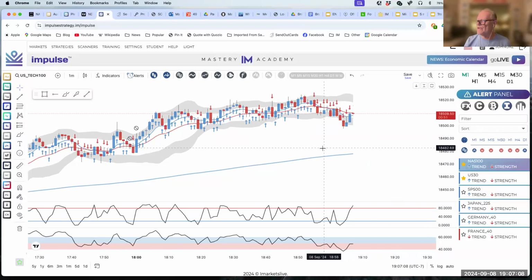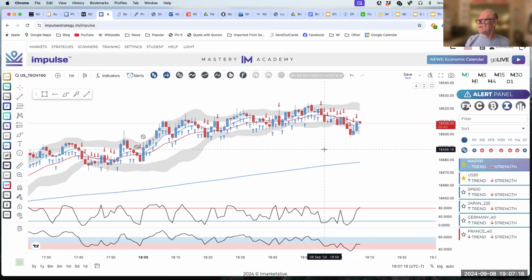A lot of my friends, a good friend of mine, Paul Nagy, loves the US 30 and trades that all the time. But he's got bigger cojones than I have, I guess.